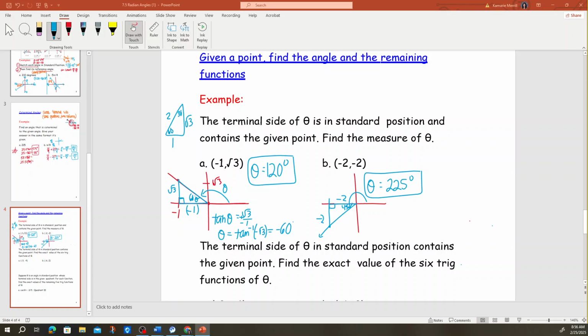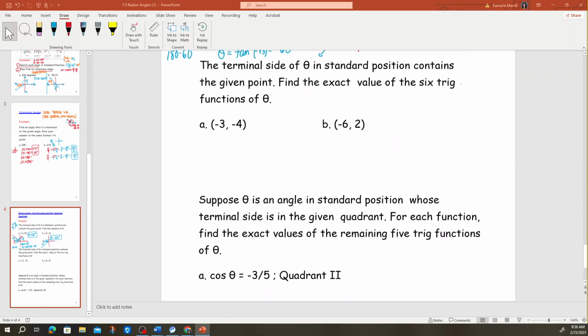Wait, so how do you get 120? Do you just times it by 2? No, 60 is this, and so I had to rotate 120 to get there with a 60-degree reference angle, because 180 minus that 60 is what gets me there. Okay, gotcha. Okay, last one, and then you guys will be fine, I think.